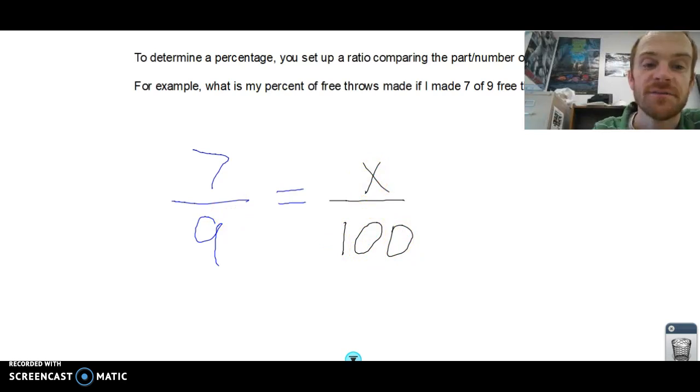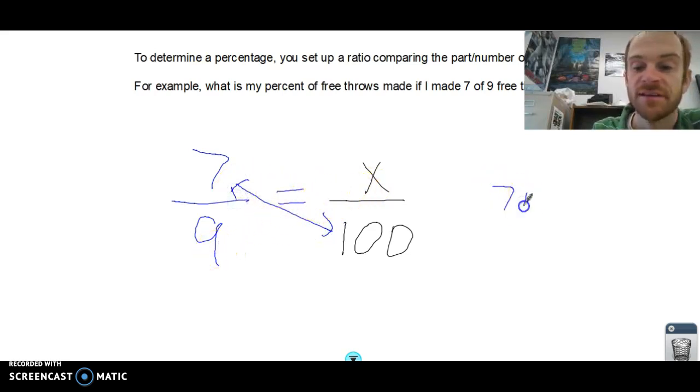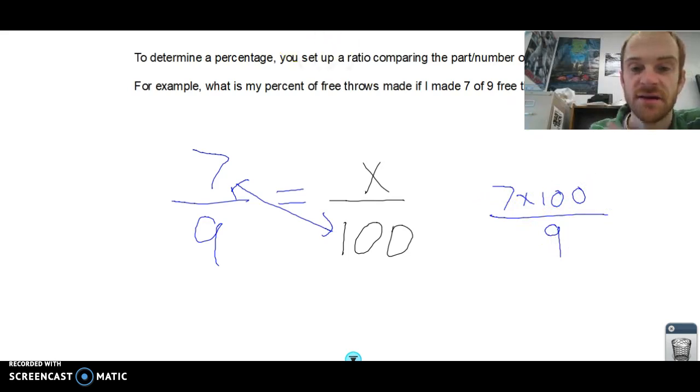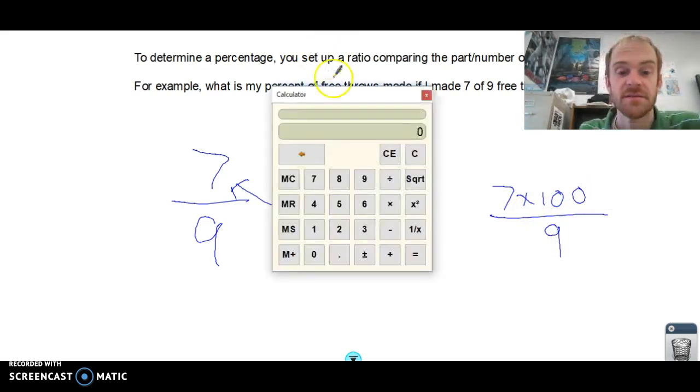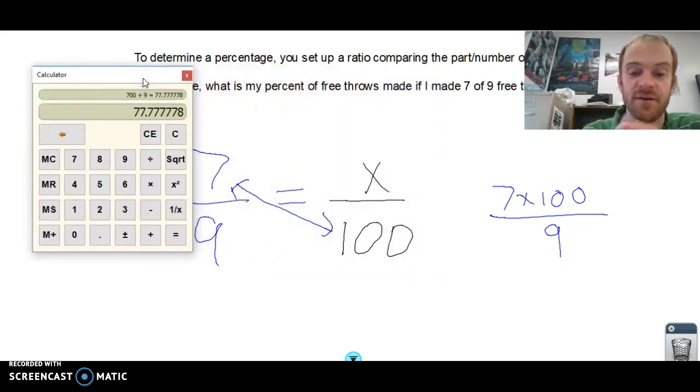So we remember that to solve proportions, I cross multiply and divide. So that means I'm going to multiply these two numbers and divide by 9. So to solve this, I'd go 7 times 100 divided by 9. And whatever I get for an answer there, that is my answer. That's my percentage. So 7 times 100, and then I'm going to divide that by 9. So I see that if I round this to a whole number, I'm shooting at 78%, which means that if I were to shoot 100 free throws, I would make 78 of them.